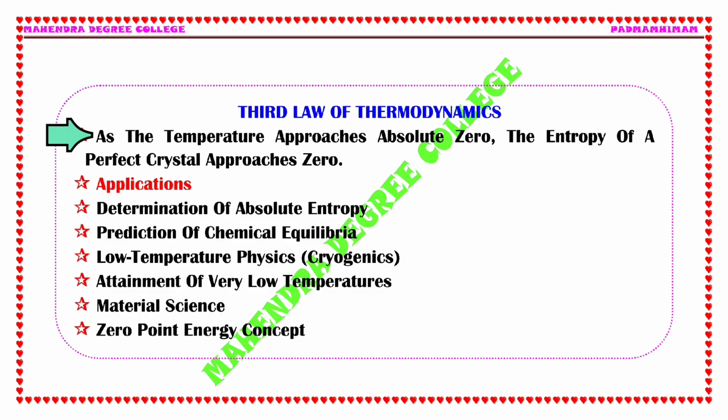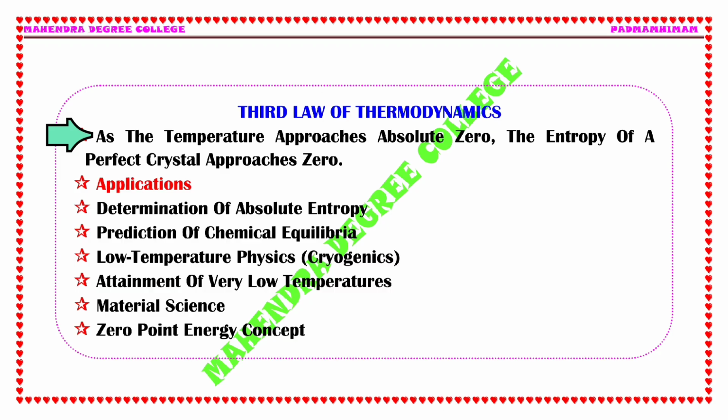Explanation: absolute zero means 0 Kelvin, which is equal to minus 273.15 degrees centigrade. This is the lowest possible temperature. At this point, molecular motion is almost completely stopped.